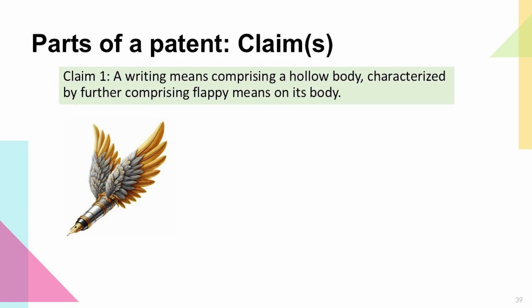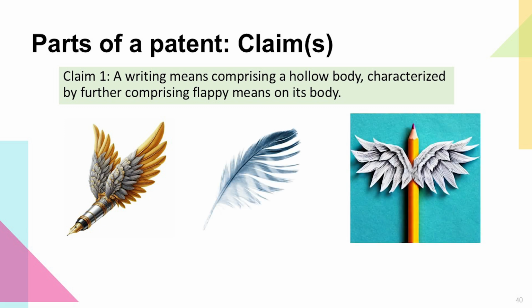If the claim was less explicit than in the previous slide, and it was something like a writing means comprising a hollow body characterized by a further comprising flappy means on its body, it could encompass our pen, but it could also very simply imply a very old writing product as it's overly broad. It could encompass just a feather. And it could be a pencil with a drawing glued on it, albeit not an invention here as it's only a juxtaposition of elements not cooperating together. This is simply to illustrate how language is important and how it can encompass a lot more than we think it can at first sight.